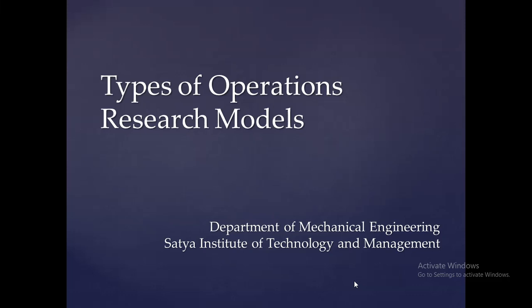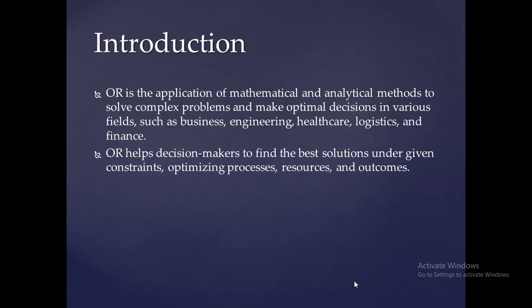Welcome back. Today we are going to discuss various types of operation research models. Operation research is a highly sophisticated and systematic discipline. It revolves around the application of mathematical models and analytical methods to solve complex decision making problems. It's about taking a structured and quantitative approach to decision making. In other words, operation research is the science of making better choices.